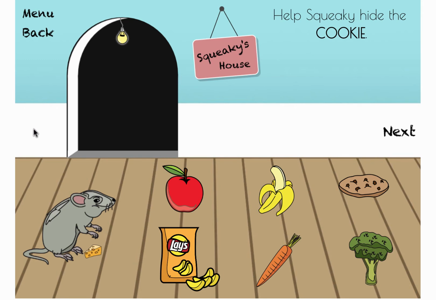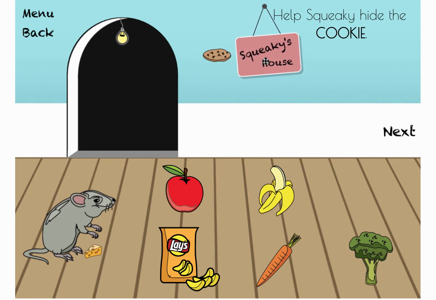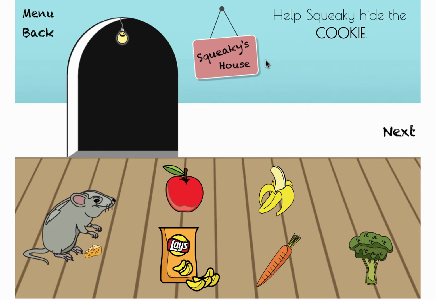And here you can tell the student, where's the cookie? Or help Squeaky hide the cookie. And they may drag the banana in. And if you try to submit that, it'll say, oops, that's not quite right. So they do have to drag in that cookie. And I've given you the word here. And if your student needs a hint, like a visual cue, you actually just slide this over and they see what they need to look for, which is that cookie. If you let it go, it'll just snap back into place.